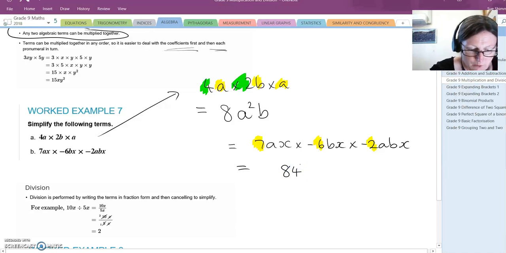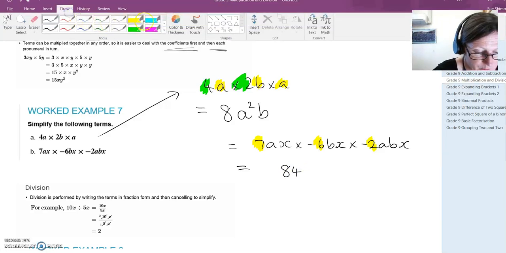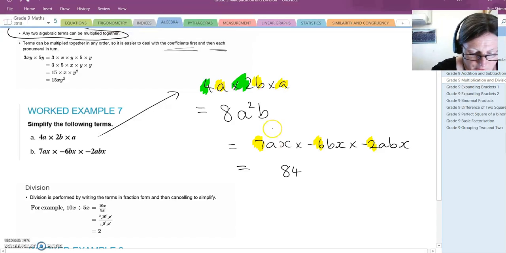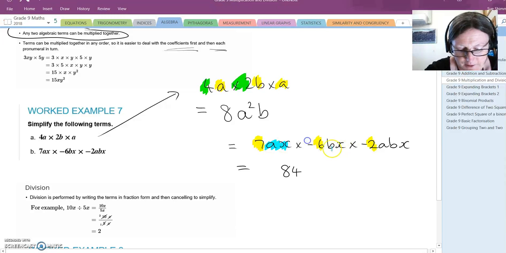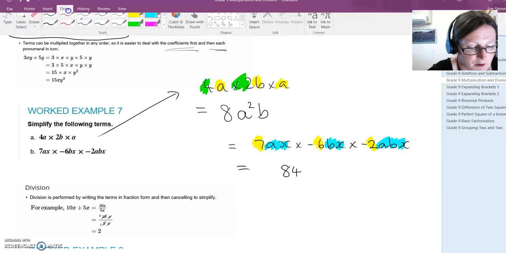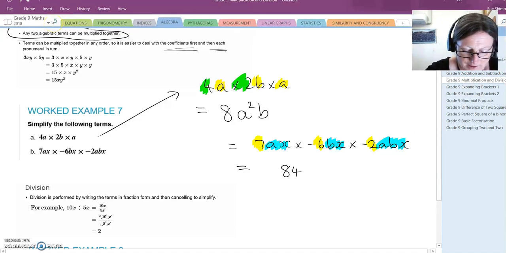I then look at my pronumerals. So I've got, in the first case, ax, bx, and abx. So if I multiply those all together, looking at my a's, I've got a times a, which is a squared. I've got a b and another b, so b squared. And I've got x times x times x, so it's x cubed.